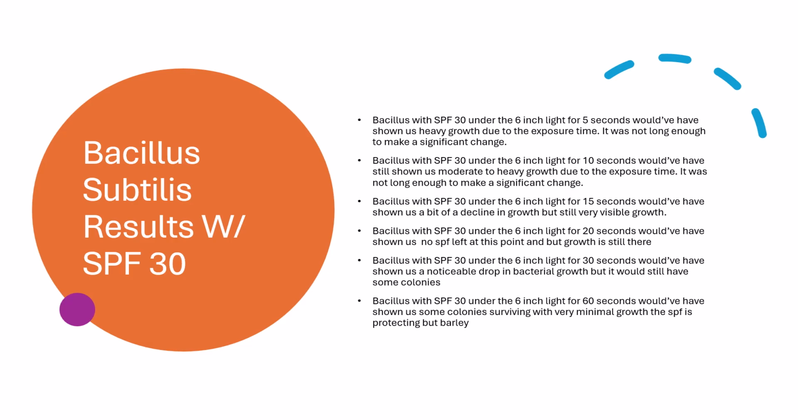And then Bacillus with SPF 30 under the 6-inch light for 60 seconds would have shown us some very, very minimal colonies surviving with very minimal growth. The SPF is completely gone at this point, and it is just knocking bacteria off by the number.